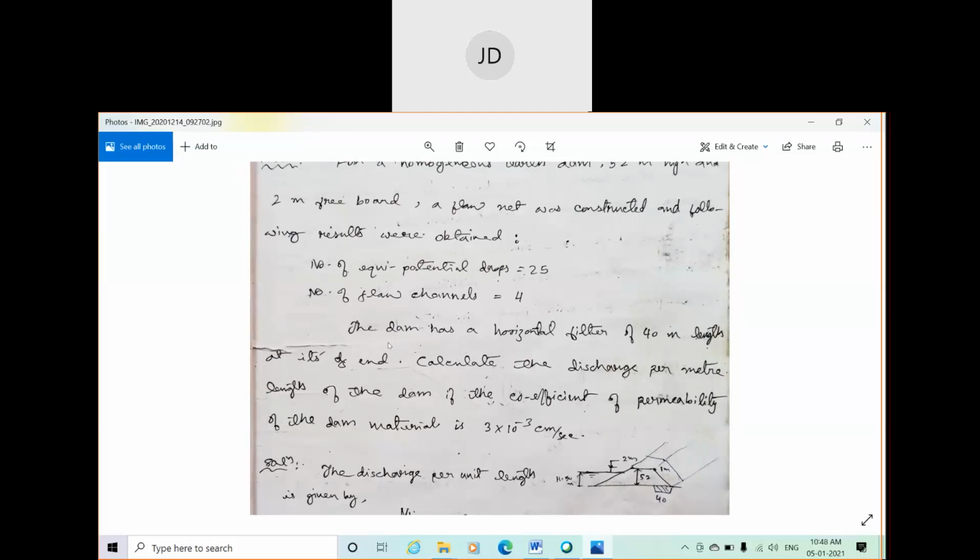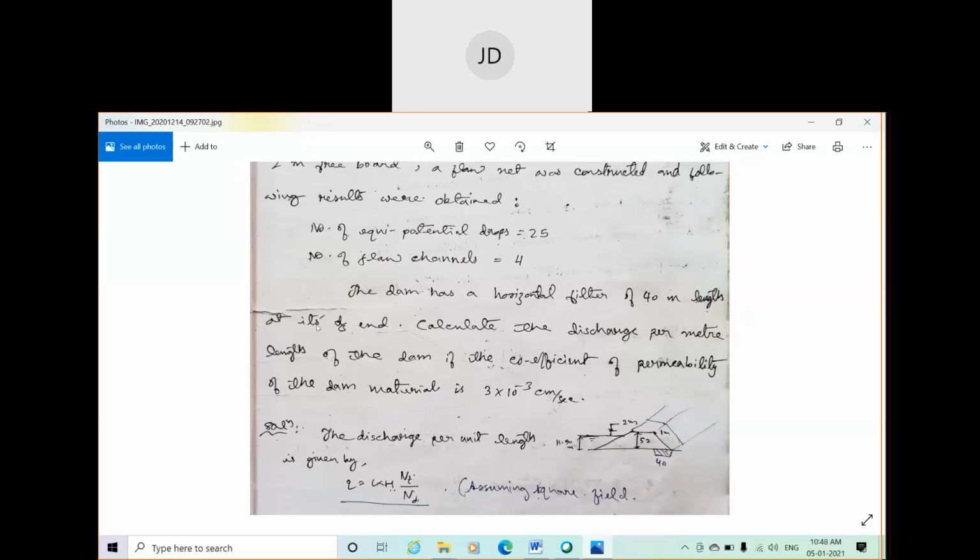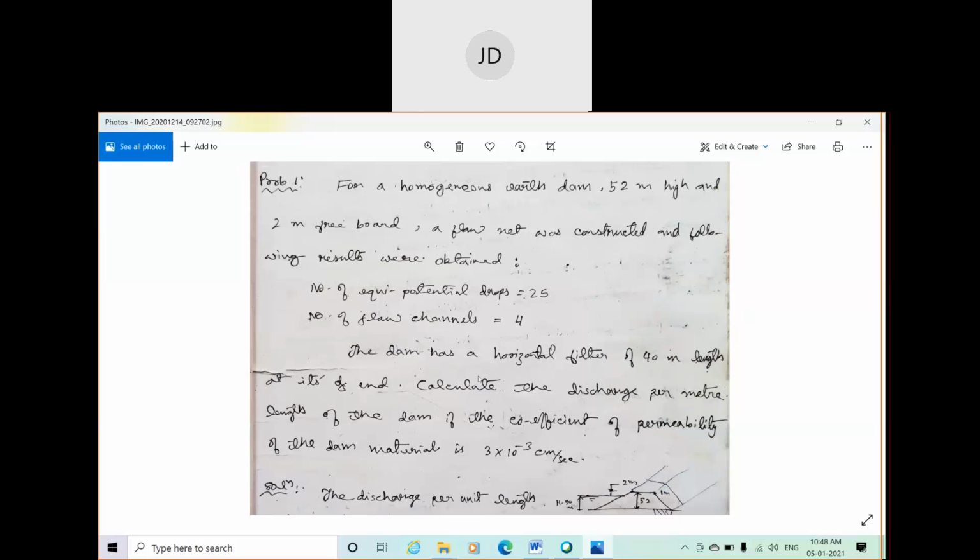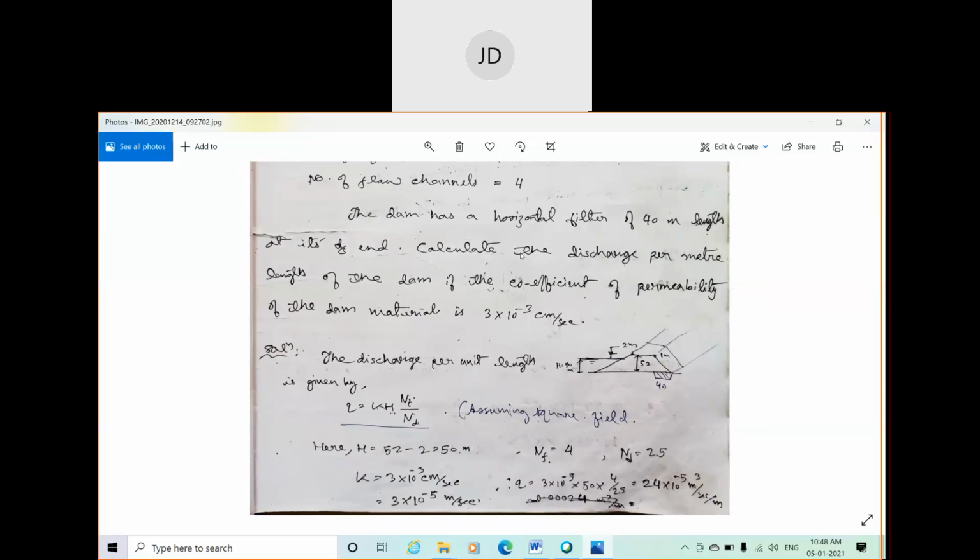The dam has a horizontal filter of 40-meter length at its downstream end. Calculate the discharge per meter length of the dam if the coefficient of permeability of the dam material is 3 times 10 to the power minus 3 centimeter per second. This is the value of K given to you. So it looks like a very difficult problem statement, but it's very easy to solve. You only have to use a simple equation.